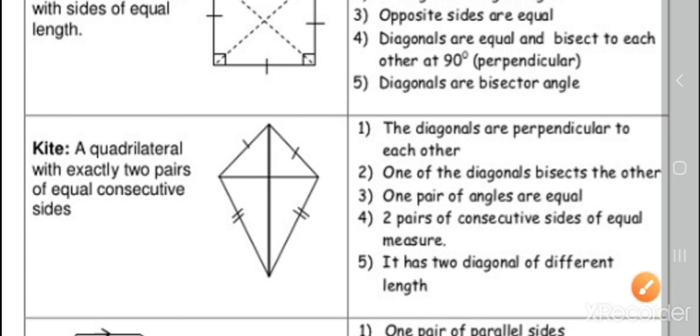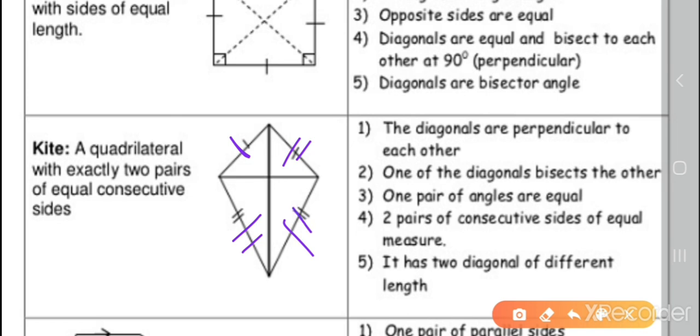Okay. Now, next is two pairs of consecutive sides of equal measure. That is consecutive sides, two pairs. Here I have already mentioned it. Near sides will be equal. This and this will be equal.